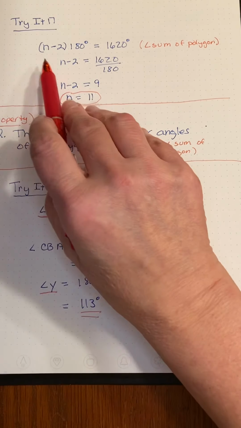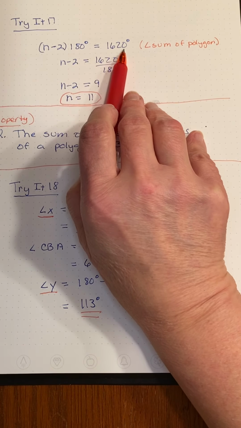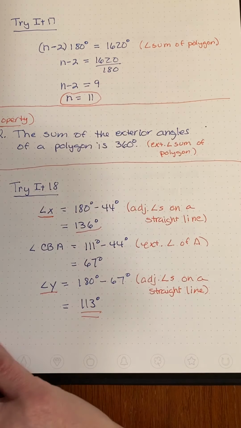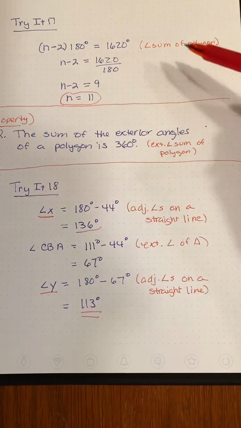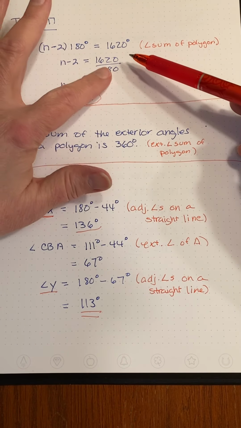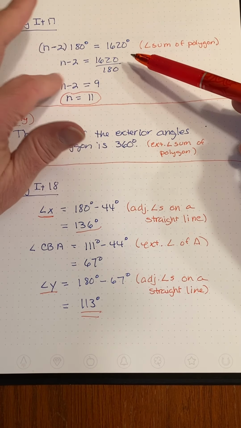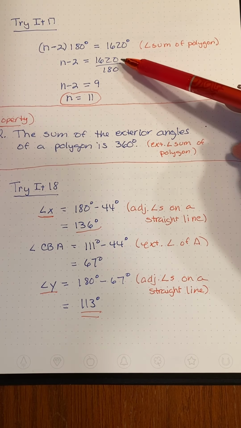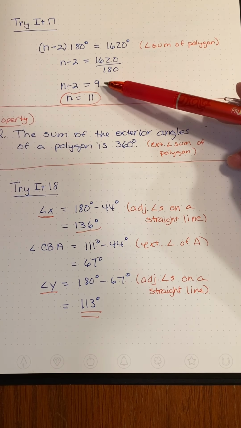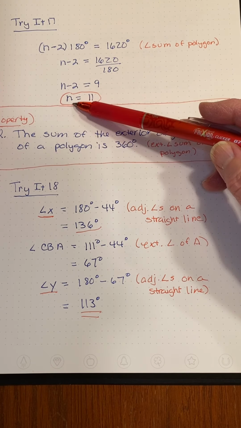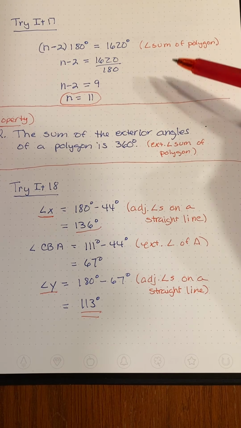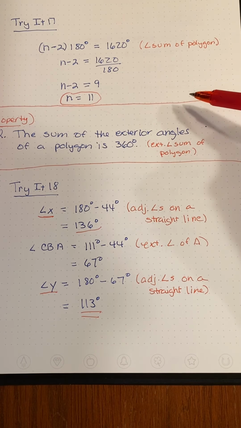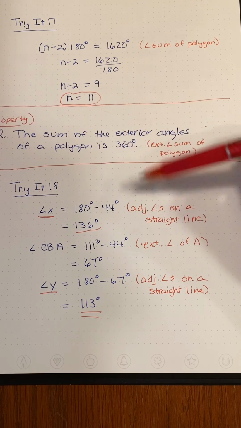Okay, so I'm going to use that formula and plug 1,620 degrees into the total angle. So (n minus 2) times 180 is going to be 1,620. I'm first going to divide through by 180 to leave me with just n minus 2. After I do that, n minus 2 is 9. Then I even out sides by adding 2 to each side, and n is 11. So there are 11 sides to that polygon. 11 sides is the value of n.